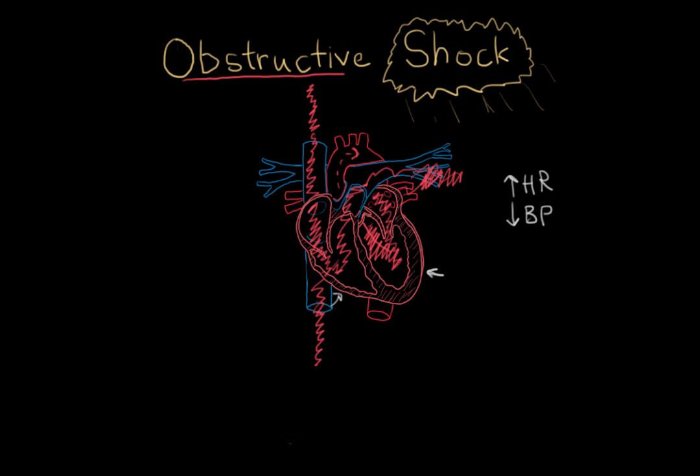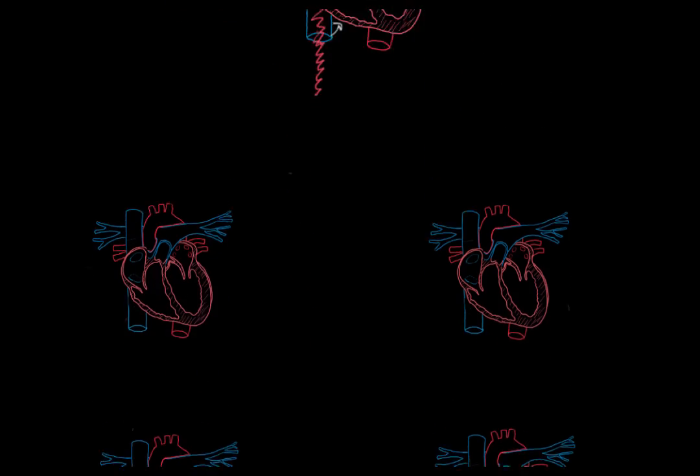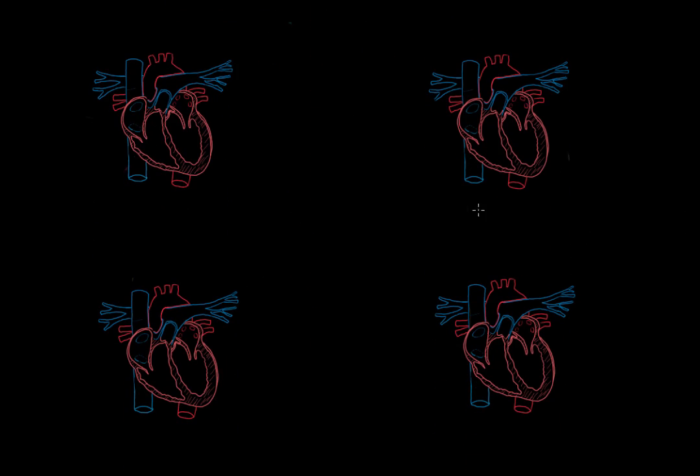So what can cause obstructive shock? Well, for that, let's go ahead and take a look down here. Here I've got 4 different hearts drawn out so that we can go over different types of obstruction. The first type I want to go over is called cardiac tamponade. Cardiac tamponade is pressure created around the heart because of accumulation of fluid or blood in the pericardial sac.